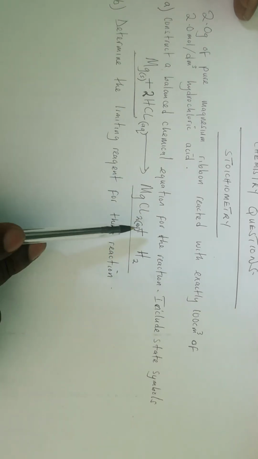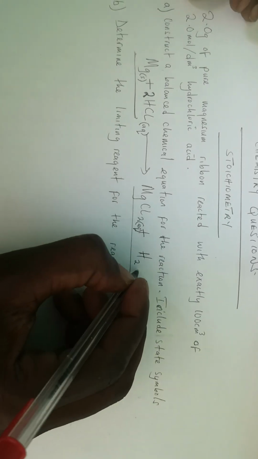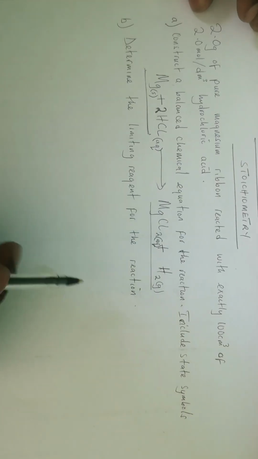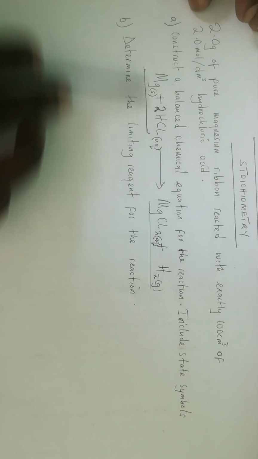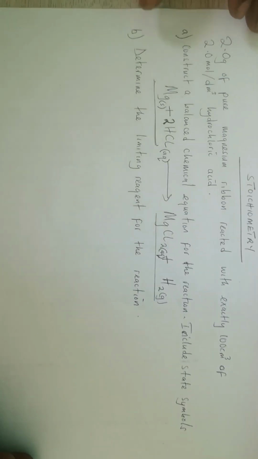But magnesium chloride is a soluble salt, so it is in aqueous state. And hydrogen is a gas, so we put the symbol G to represent that it is a gas. So that is how you balance the equation. That's how you handle the first part of the question.